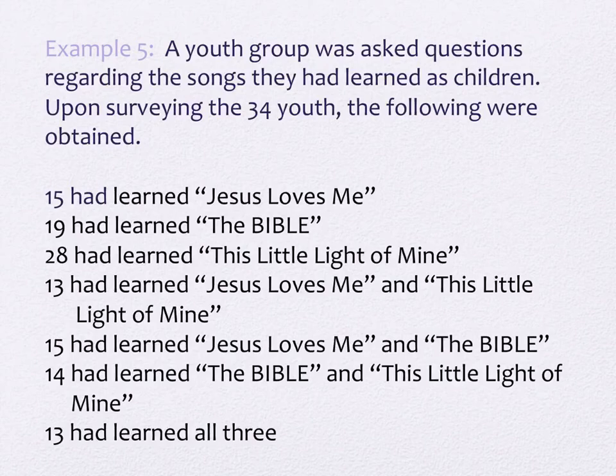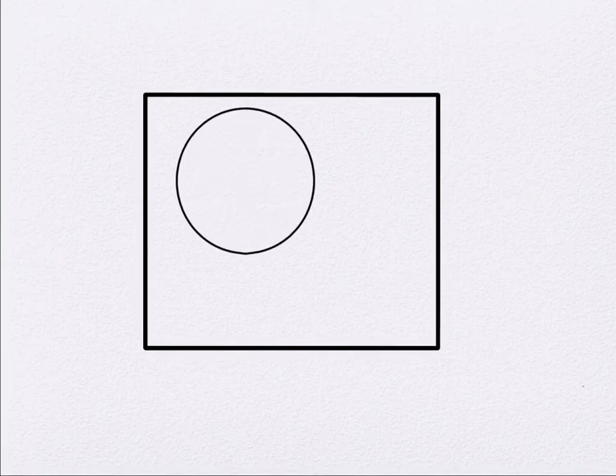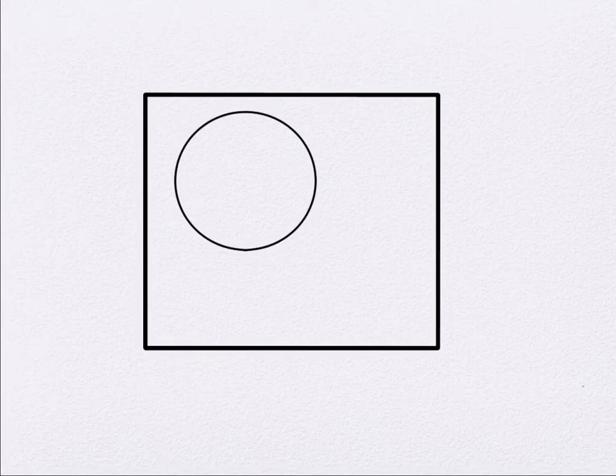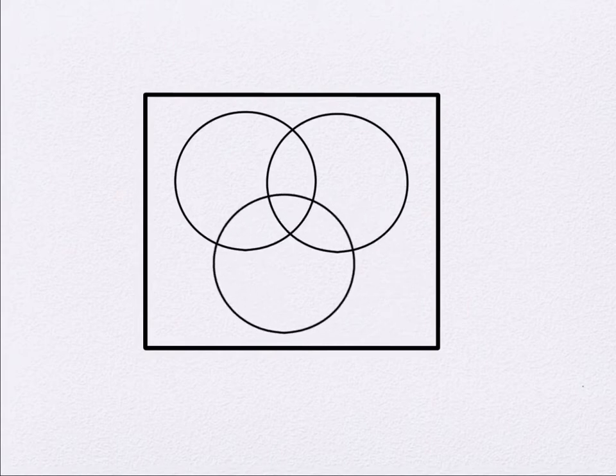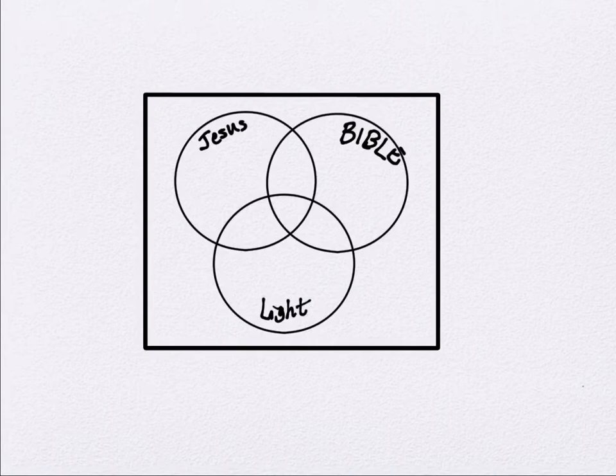So, first thing I'm going to do is to create a Venn diagram with how many circles? 3. What will my circles be? All right. So I'll abbreviate a little bit. This one's Jesus Loves Me, I'll just call it Jesus. This one's the Bible, so I'll just write Bible. And the last one is This Little Light of Mine, and I'll just write Light. And this is all inside of circle U, or universal set U.